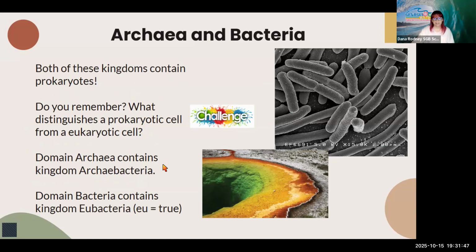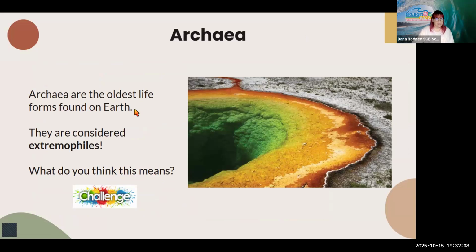Domain Archaea contains organisms from kingdom Archaeobacteria. And then domain Bacteria contains the kingdom Eubacteria. That Eu at the beginning makes it a true bacteria. So archaea are the oldest life forms on Earth. These are known as extremophiles.